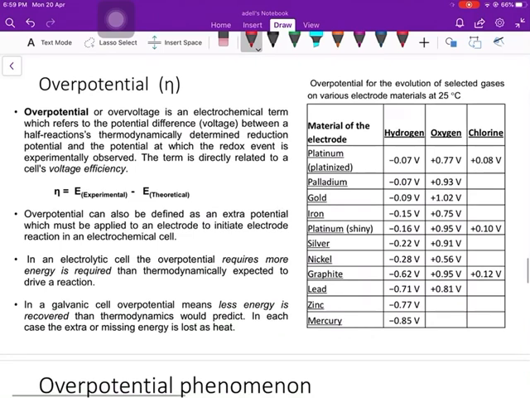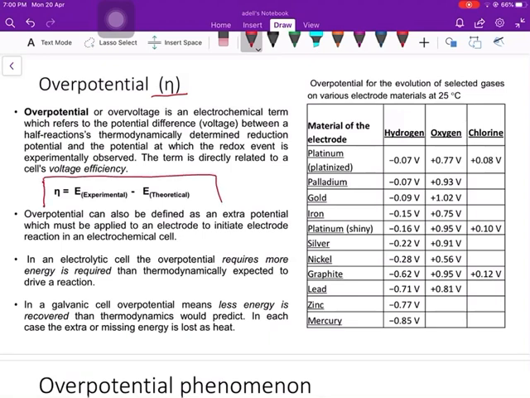Next topic, the last topic in Chapter 1, is about overpotential. This is the symbol of overpotential, eta. Overpotential, also known as overvoltage, is an electrochemical term which refers to the potential difference between a half reaction's thermodynamically determined reduction potential and the potential at which the redox event is experimentally observed.